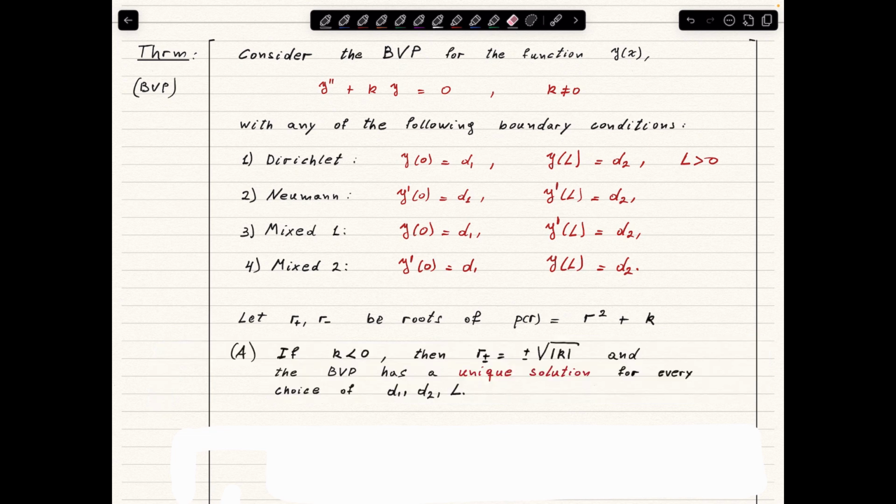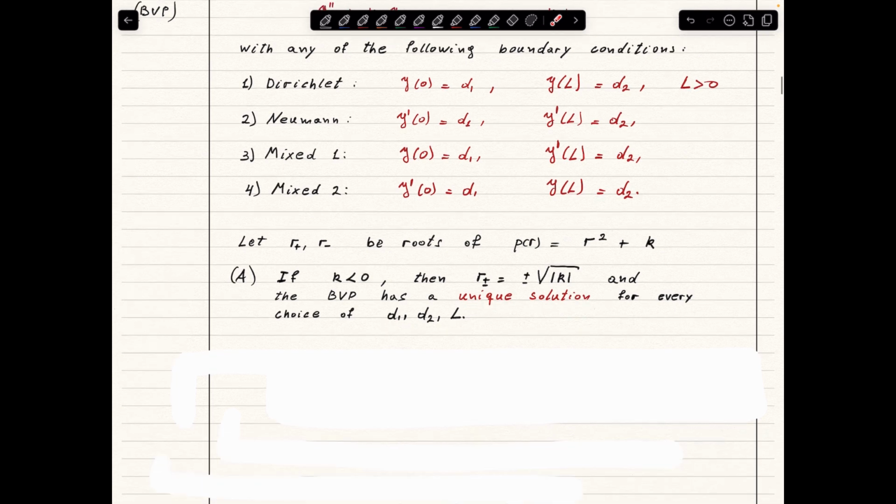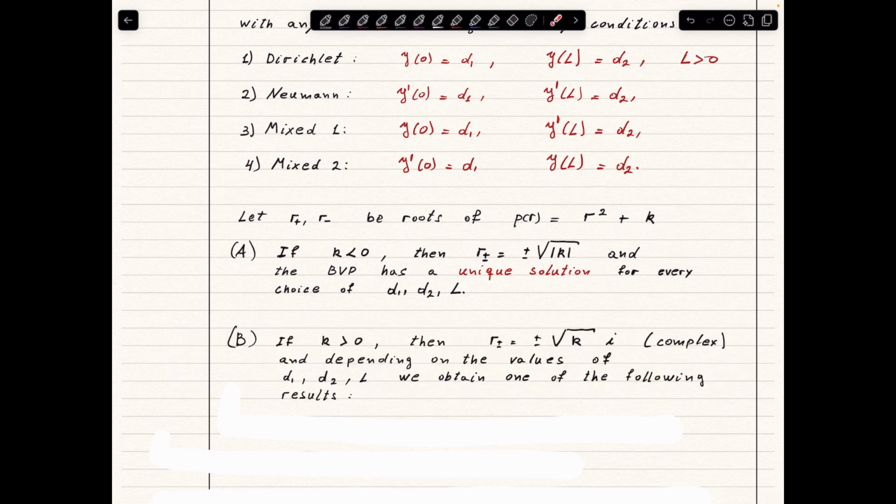If it's negative, then the boundary value problem has a unique solution for each value we choose for d1, d2, and L. Unique solution. We proved this result in a previous video. And when k is positive, then you can see the roots are going to be complex. Here the roots were real, here they are complex. And in this case, we have different results for the solution depending on the values of the constants d1, d2, and L.